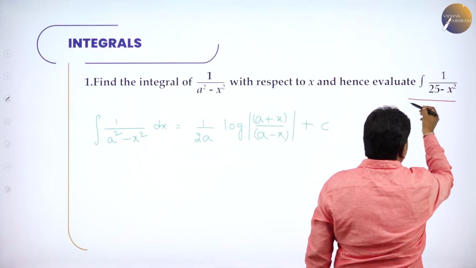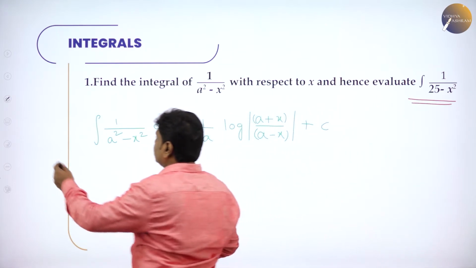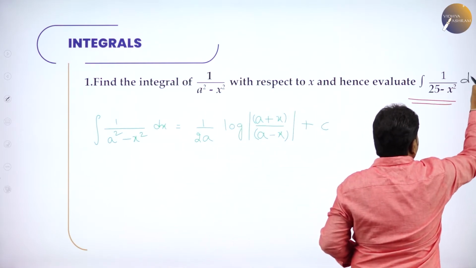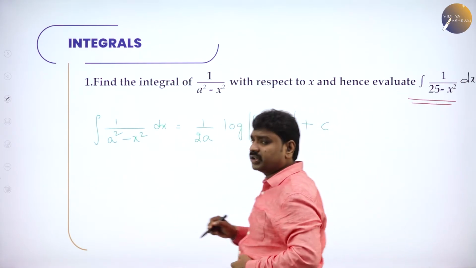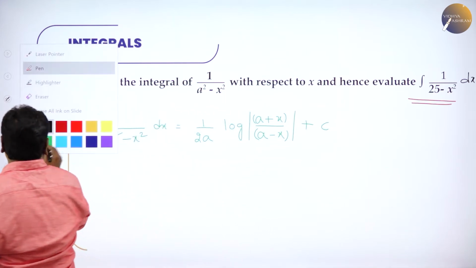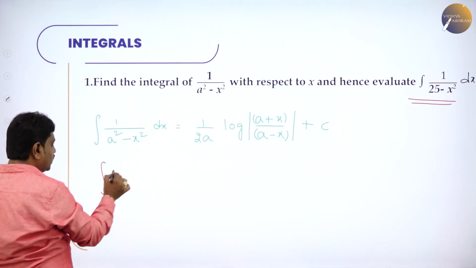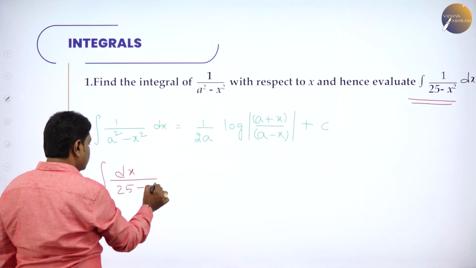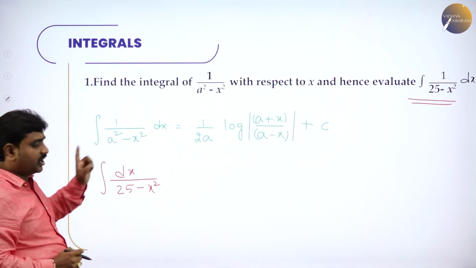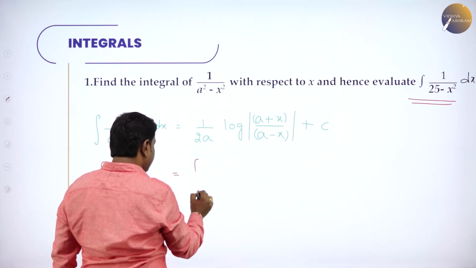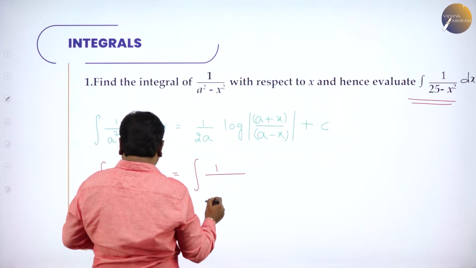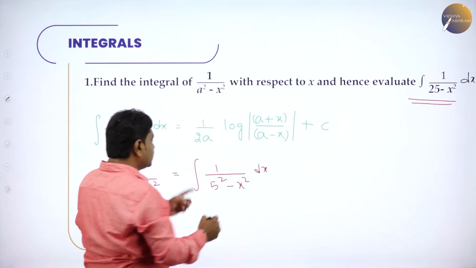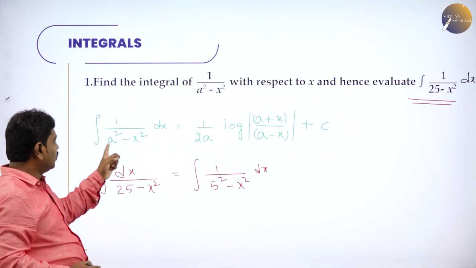I want you to evaluate this. So evaluate what? Integration of 1 by 25 minus x square with respect to x. So now we need to concentrate on the problem. Let us go to the remaining part of the problem. They want you to find the integral of dx divided by 25 minus x square. So now I'll rewrite in this format. Can I write this as integral of 1 by 5 square minus x square dx? Now this resembles the formula. What is the formula? 1 by a square minus x square.